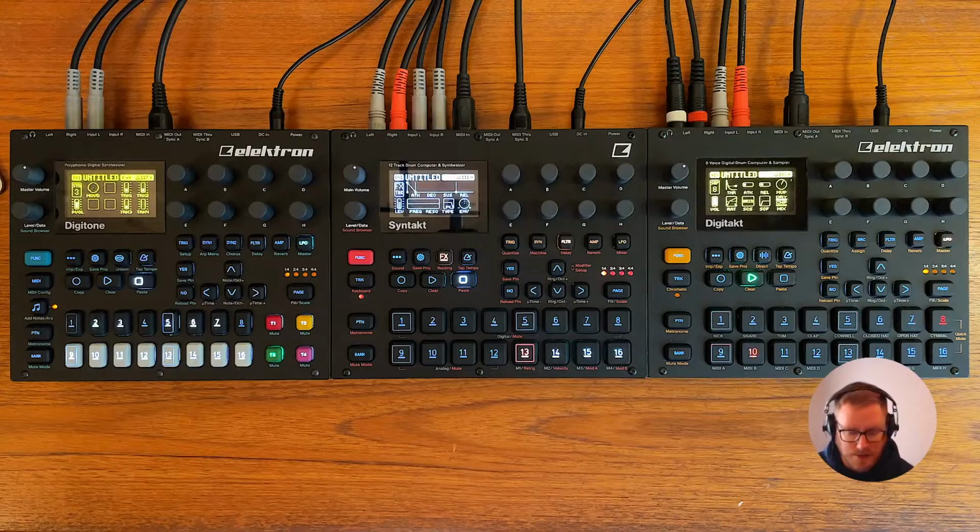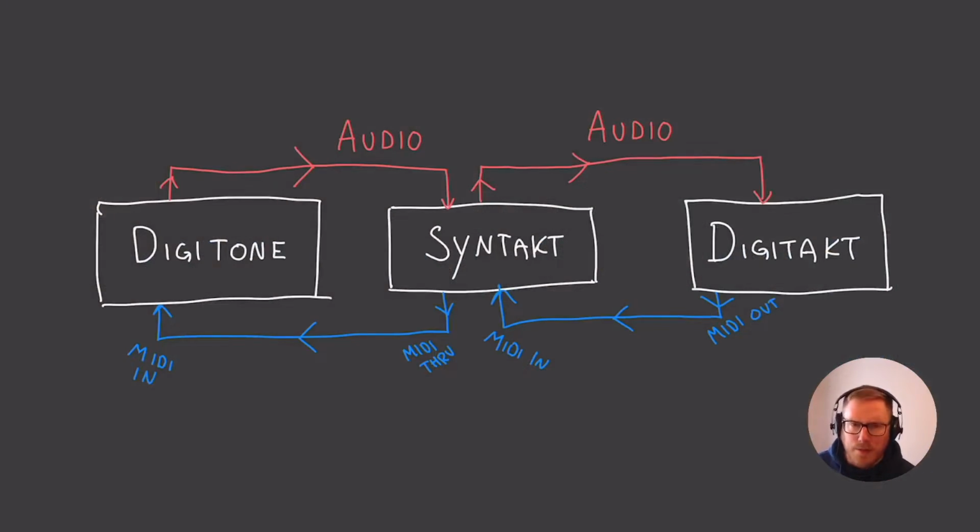So how could you connect all of these three in a good way? Well, the most optimal way would be to actually use the Digitone in the beginning, because Digitone is the FM sounds that are fairly harsh, and to have them go into the Syntakt, so they can be affected by the analog FX chain. And then you want from the Syntakt to go into the Digitakt, because the Digitakt has the compressor to glue everything together at the end.